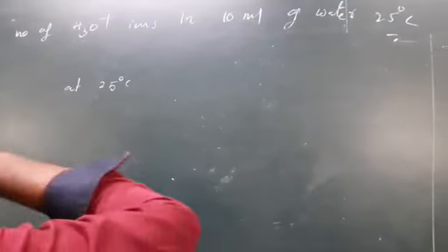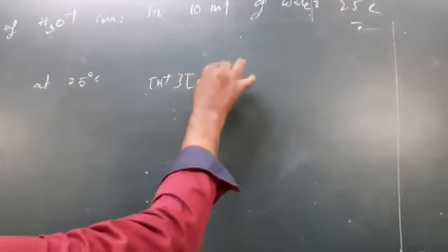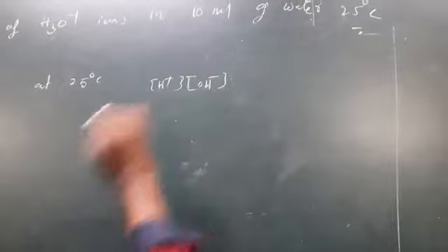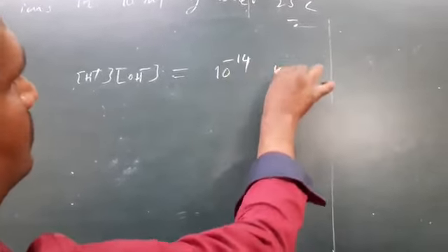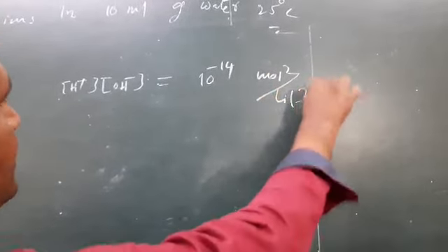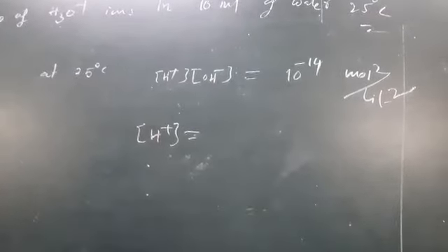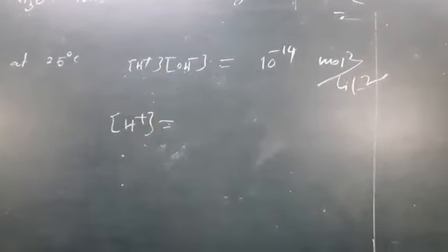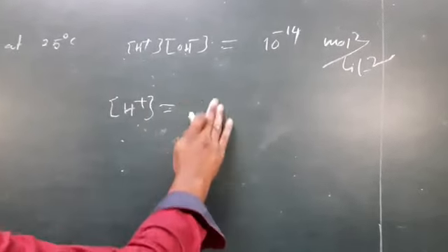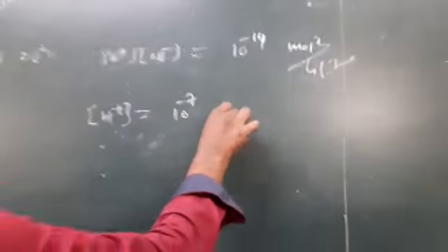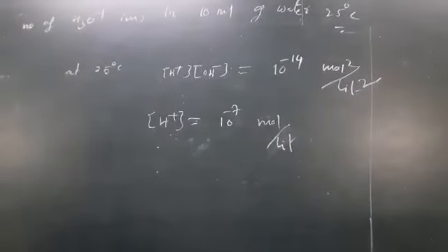the ionic product of water, the concentration of H plus and concentration of OH minus, this is the ionic product. This value is 10 power minus 14 mole square per liter square. From this, the concentration of H plus equals the concentration of OH minus, both are equal, so you know that it is 10 power minus 7 moles per liter.